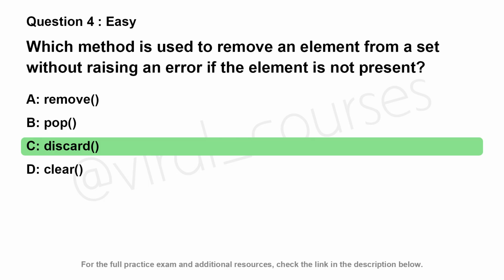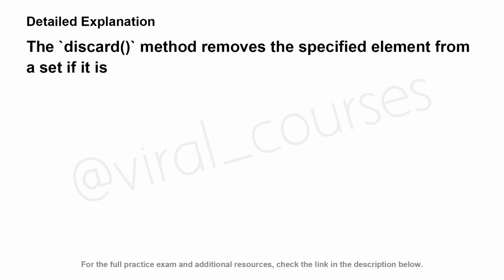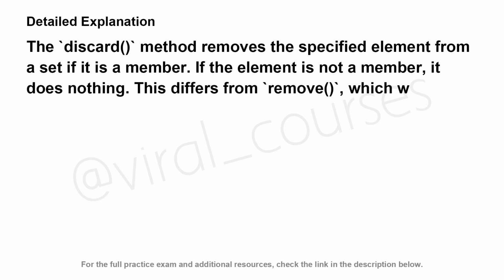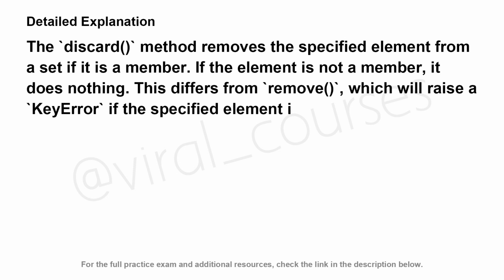The correct answer is C. The discard method removes the specified element from a set if it is a member. If the element is not a member, it does nothing. This differs from remove, which will raise a key error if the specified element is not found in the set.